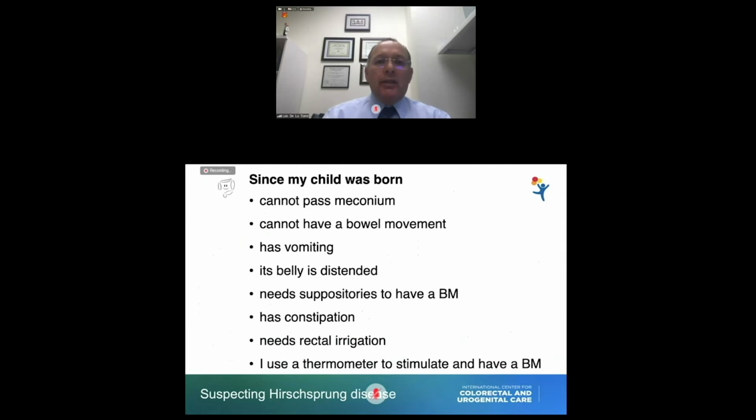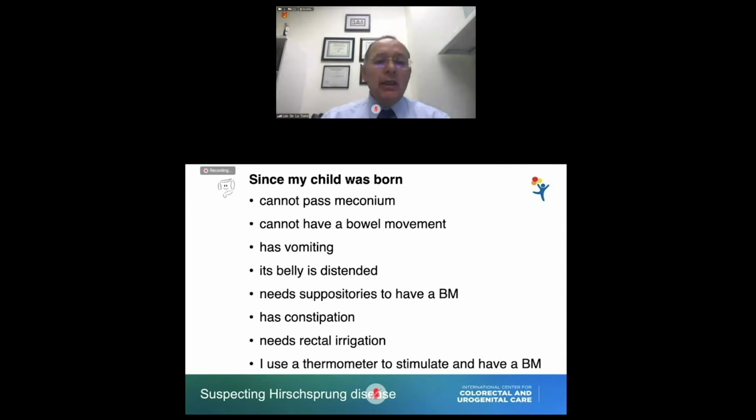How can the parents, the family, suspect that the patient has Hirschsprung disease? Well, because this is a congenital problem. Congenital problem means the patient is born with the problem. It's not a patient that has constipation when he is 1 year or 2 years. When the patient has constipation at 3 years and he starts with problems, most probably this patient does not have Hirschsprung. This is a congenital problem, and usually this problem begins since newborn.